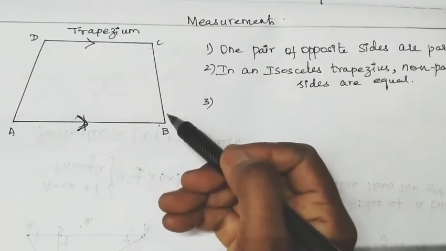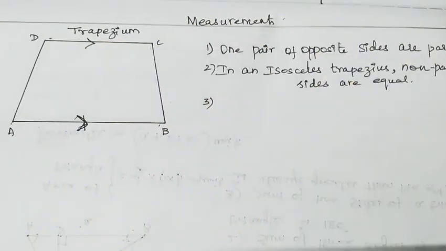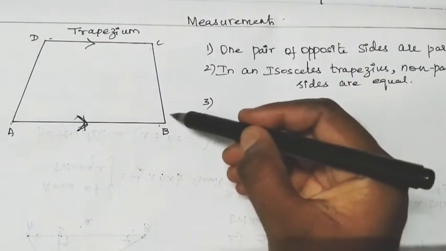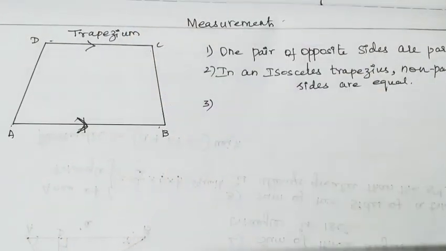What about the other pair of opposite sides? AD and BC are non-parallel sides. So if you extend BC and if you extend AD, it will meet at any point.